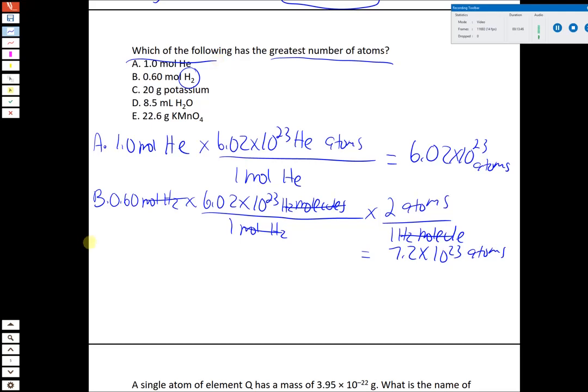If we go to choice C, we have 20 grams of potassium, which is the atomic symbol K, and this is the same type of calculation we did before, where we start with grams, we convert to moles first by using atomic mass. So 1 mole of potassium from the periodic table has a mass of 39.1 grams. So remember, for elements, we just use the atomic mass to go from mass to moles, so we don't have to add any extra steps in there. This gives us moles of potassium, then we use Avogadro's number to figure out how many potassium atoms there are.